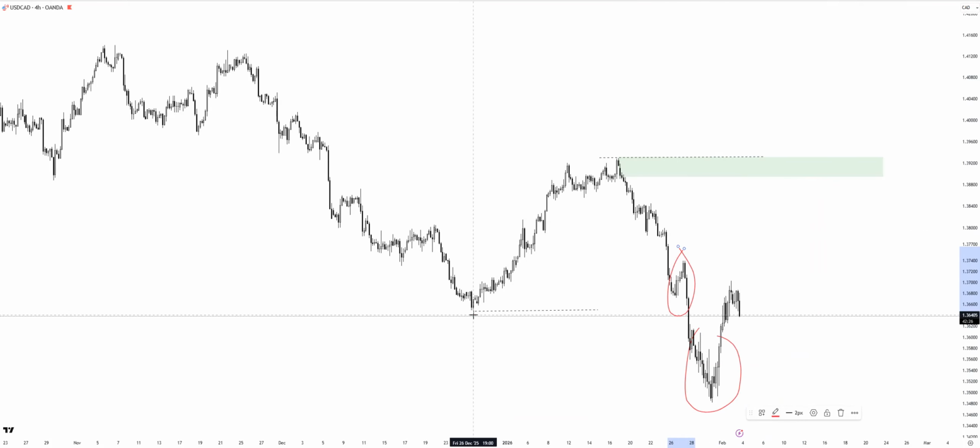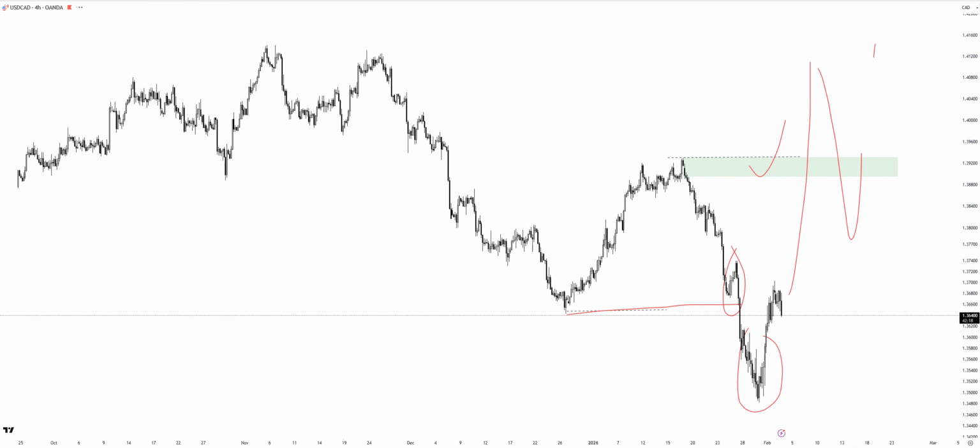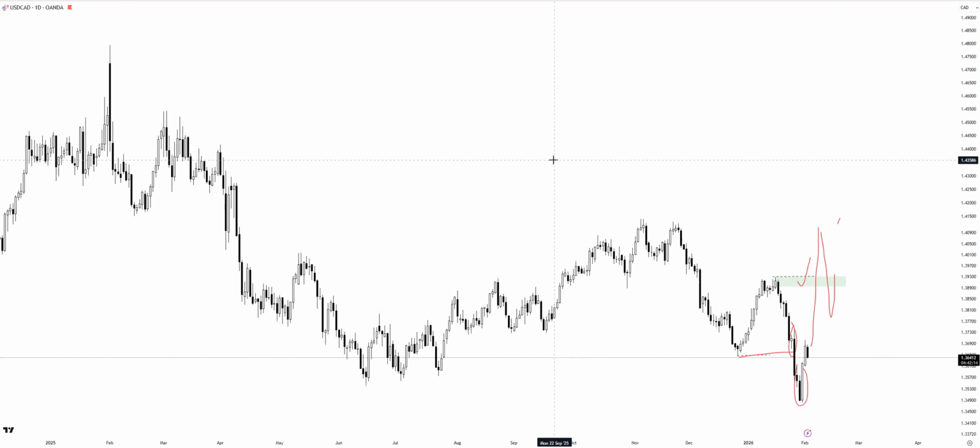Where market will retest this order block and we will look to sell from here. If market breaks this high, then our structure is shifted. Okay, I hope you understand. And now we are going to an example.